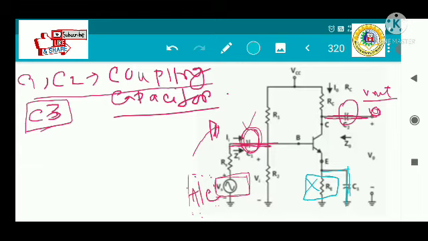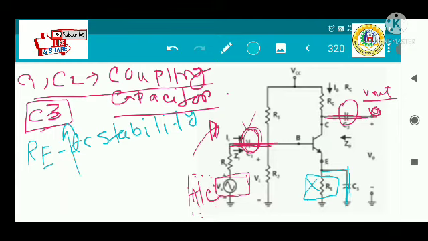But RE is used to provide the DC stability, to stabilize the circuit. So it is used to increase the DC stability of the circuit. That's why we require RE. In the case of DC, the capacitor is open circuited, so RE is connected to the circuit in the DC analysis. In the case of biasing, whenever you want to fix the bias point in the circuit, this RE comes into the picture and fixes the bias point.